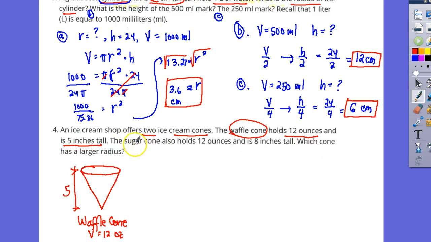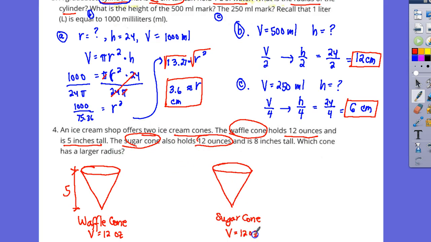Now the other cone is the sugar cone. Let me write it here. Sugar cone. The sugar cone holds 12 ounces. So that means the sugar cone also has a volume of 12 ounces and is 8 inches tall. Oh, this one is a little bit taller than the other one. 8 inches tall. Which cone has a larger radius?